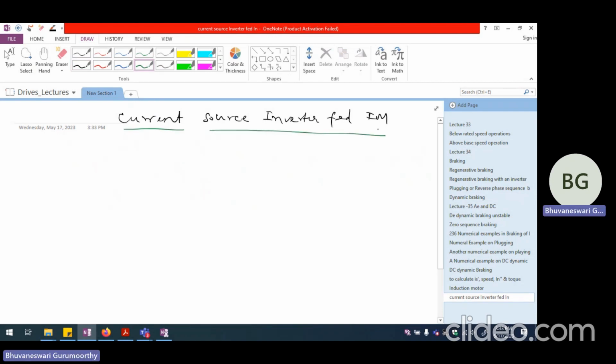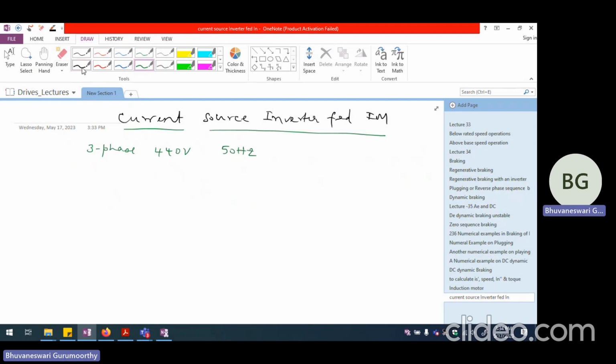So what is the major difference between a current source and voltage source? If you look at an induction motor which is fed by a voltage source, so normally from a 3-phase supply, what we get in India, that is 3-phase 400 volts or 440 volts, 50 hertz. This is what we are supplying. So the voltage is already set in stone.